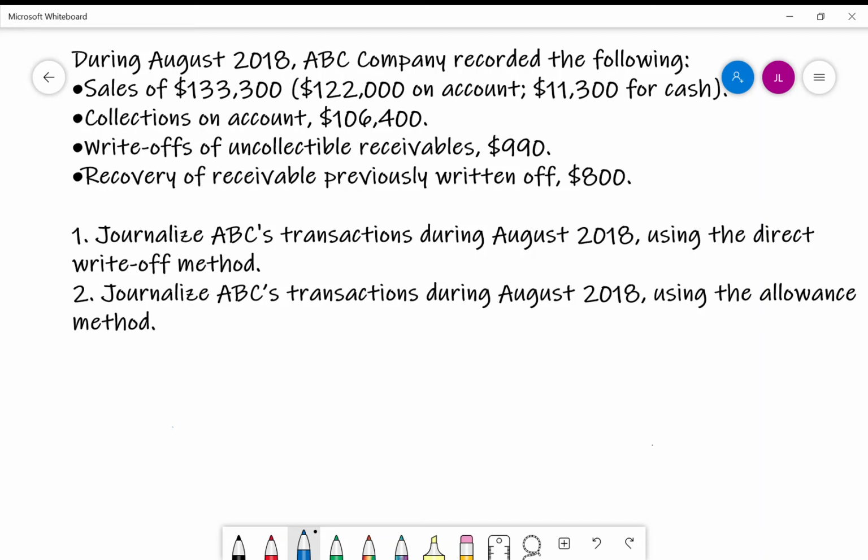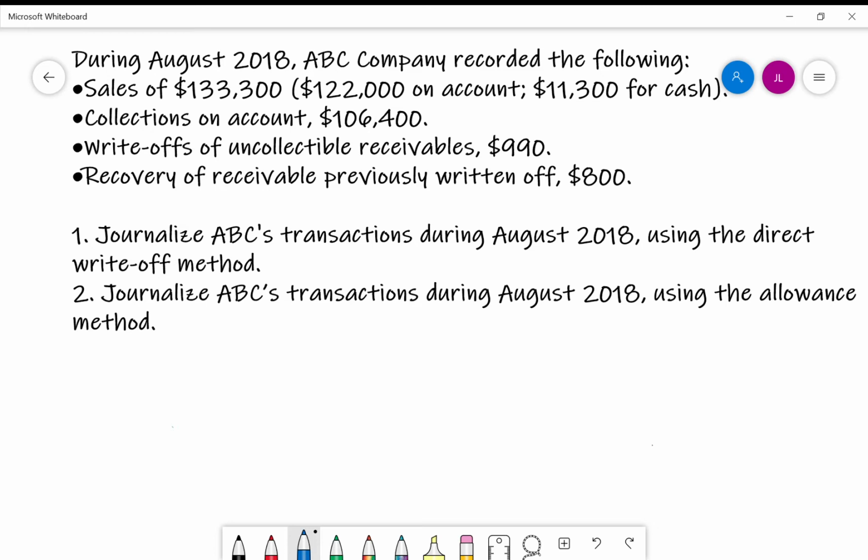Alright, we had a request for a problem here dealing with the direct write-off and allowance methods when it comes to accounts receivable. During August 2018, ABC recorded the following: sales of $133,300, $122,000 on account and $11,300 for cash, collections on account of $106,400, write-offs of $990, and recovery of receivables previously written off of $800. So we've got two things to do here.